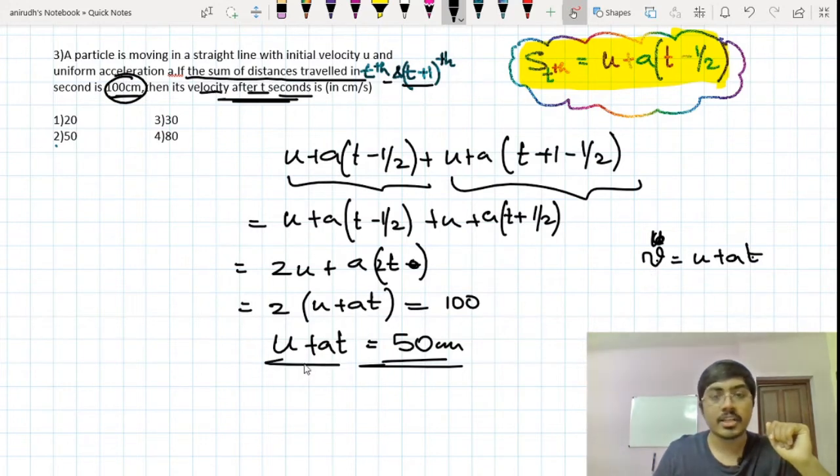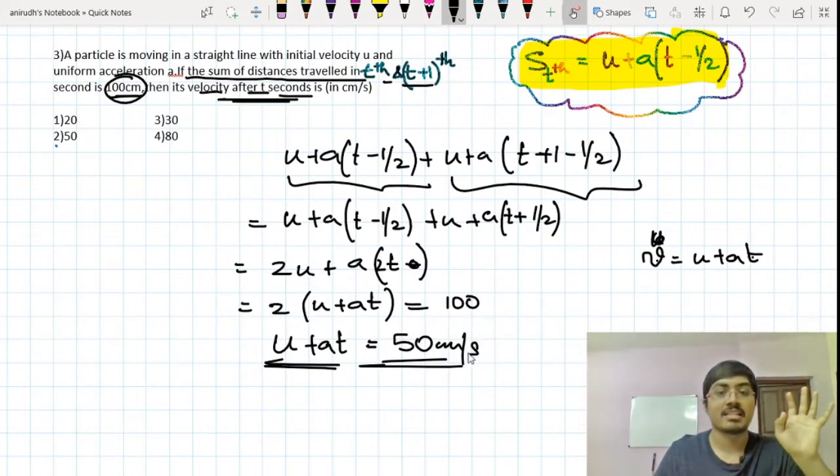And what is this here? U plus at. That means this is equal to the velocity after t seconds. So this is my velocity and this is my answer. So my answer for this question is option number 3.